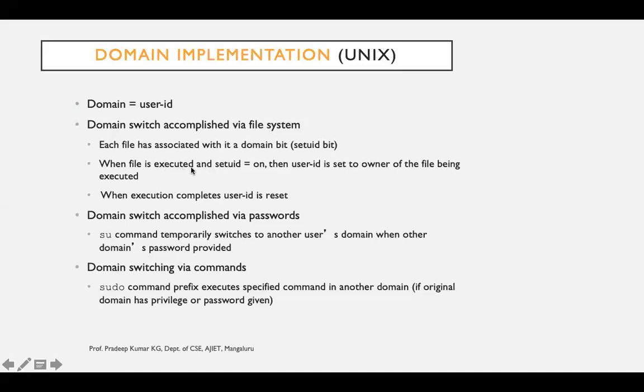So now that is what this second sub point says. When a file is executed and set UID is on, what is set to UID? You are logging into the machine. You are setting up your user ID, saying that that particular user is using the machine, or the current user, we can say. Then whatever that particular user does in that machine, he will be the owner by default. That is, the user ID is set to the owner of the file being executed.